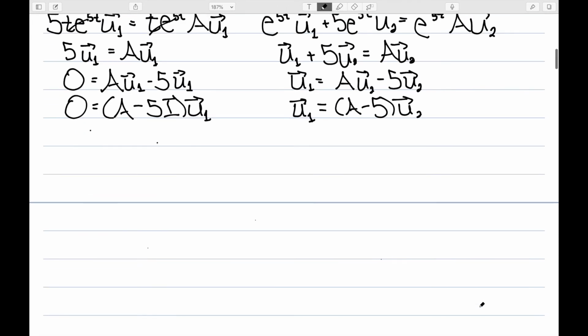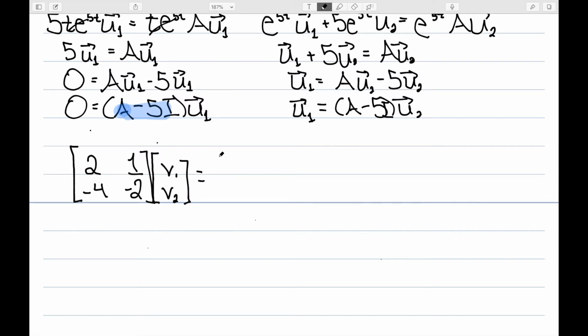So let's try to do that. I forgot an I in here. A minus 5I. We already know what A minus 5I is. That's the matrix we dealt with previously. 2, 1, negative 4, and negative 2. We've already dealt with that one. It's the exact same one that we have over here whenever we found the original u1. I'm going to multiply it by some vector. I'm going to use the letters V1 and V2. And that should be equal to my vector u1, which was the negative 1, 2, the one I found originally.